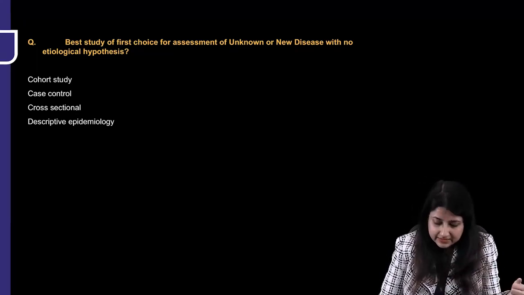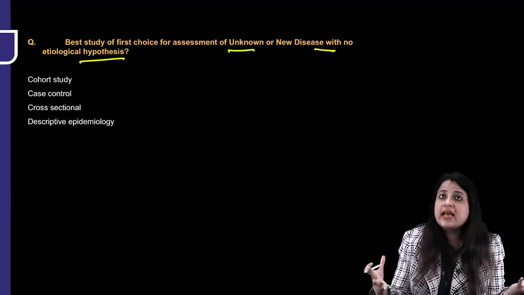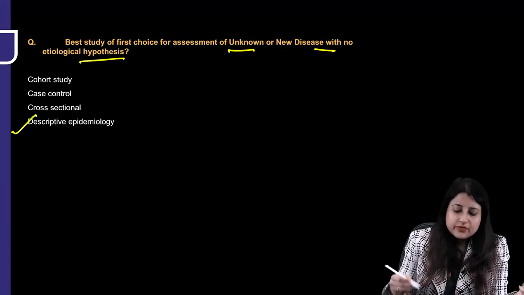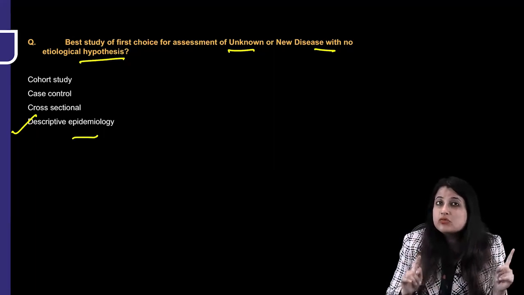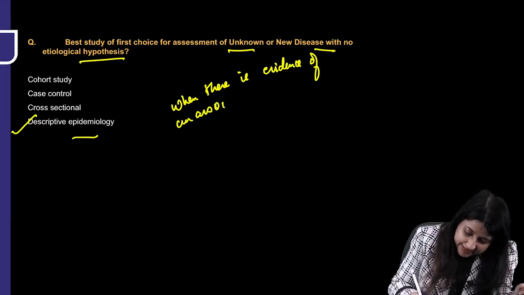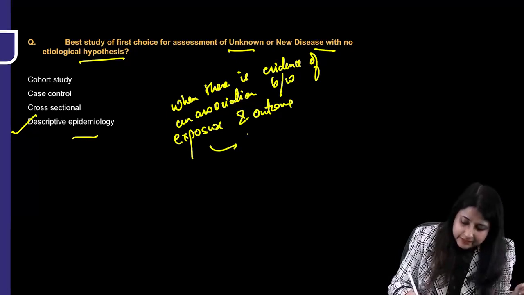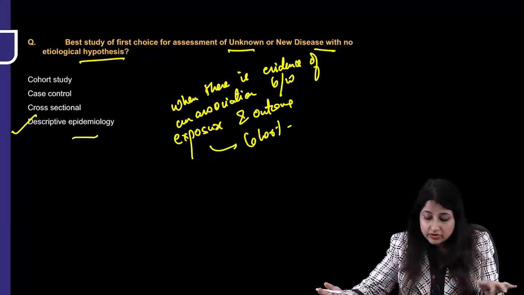So this was all about epidemiology, all the golden points, all the study designs, all the errors we have discussed. Let's quickly have a look at some MCQs. Best study of first choice for assessment of an unknown or new disease with no hypothesis. That means nothing is known. What would you want to do? Of course, we would first want to describe the disease. So, descriptive. Cohort, remember, is only done when there is evidence of an association between exposure and outcome. Only when we have this evidence will we do a cohort, because after descriptive, we tend to prefer a case control, not a cohort.